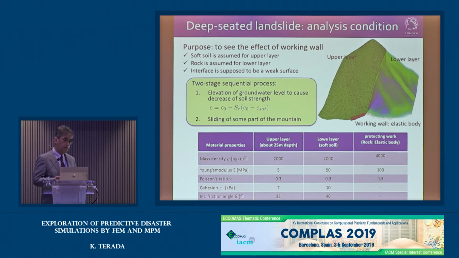Then we expect a two-stage sequential process. That is, first, the groundwater level is elevated to cause a decrease of soil strength according to this decreasing function. Then, at a certain time, part of the mountain begins to slide.